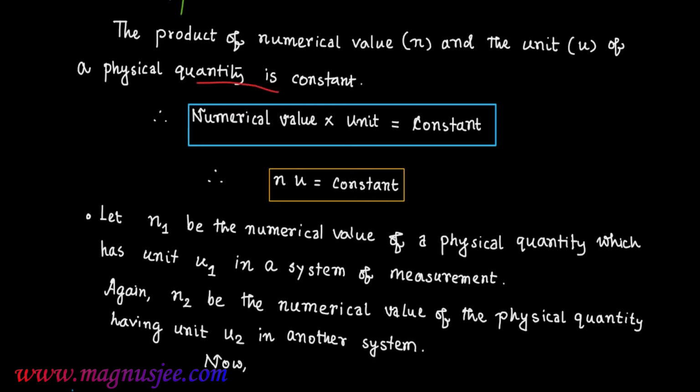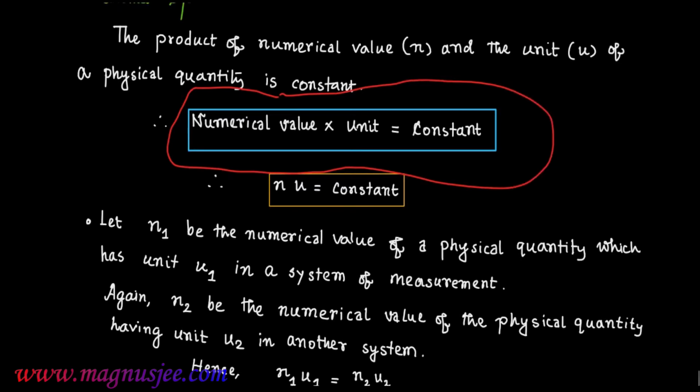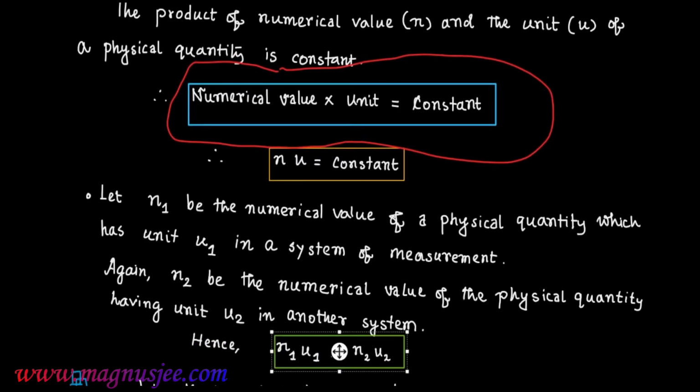Now, the product of numerical value and unit equals constant. That means numerical value into unit equals constant. Hence n1 u1 is equal to n2 u2. n1 u1 is the product of numerical value and unit in the first system of measurement, and n2 u2 is the product of numerical value and unit of that physical quantity in another system of measurement.